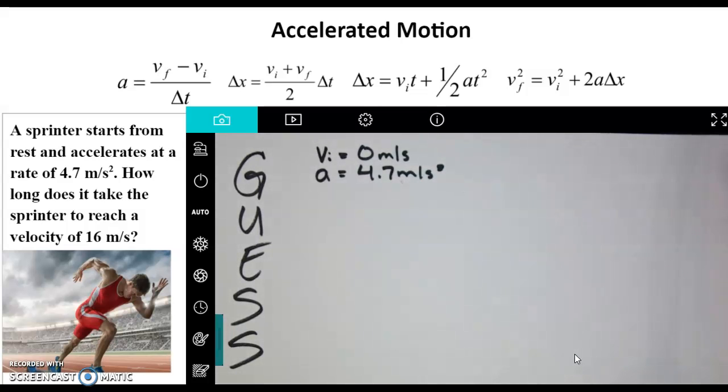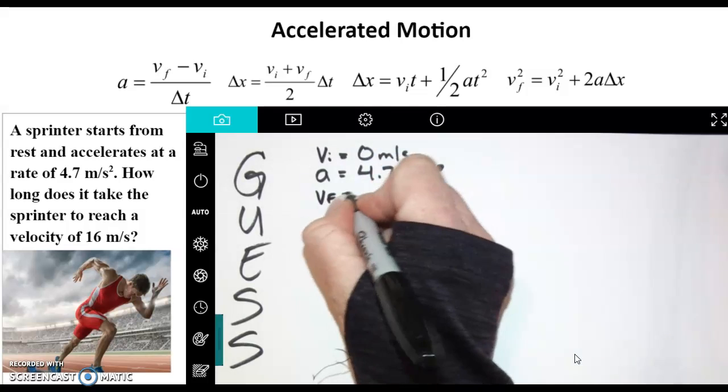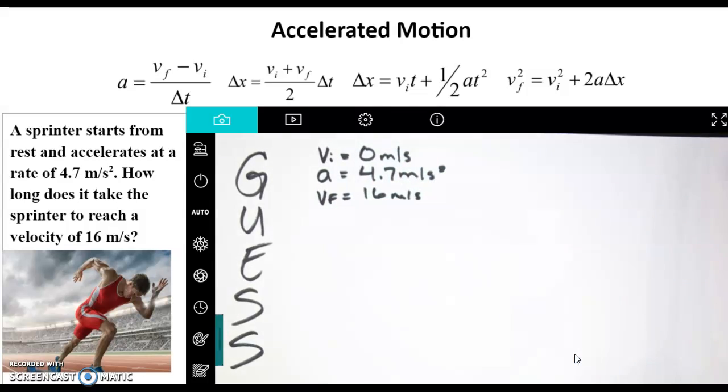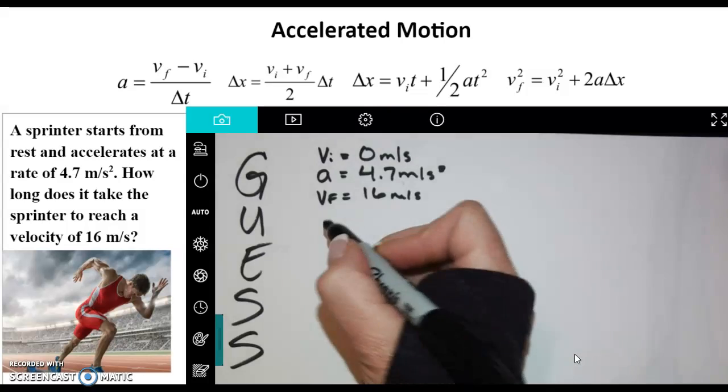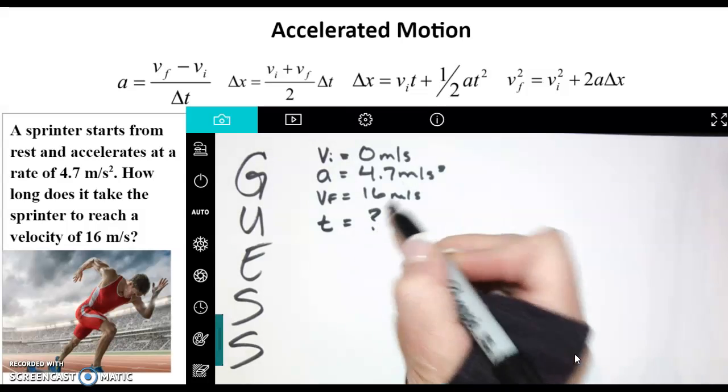Lastly, the question gives us that the final velocity is 16 meters per second. We know that this is our final velocity because it says that the sprinter reaches a velocity of. The question is then asking for how long does it take. This is going to be our unknown variable. Our unknown variable for this question is the time.